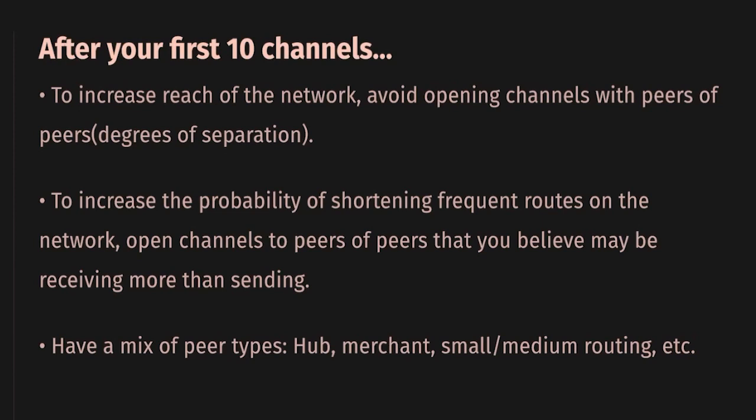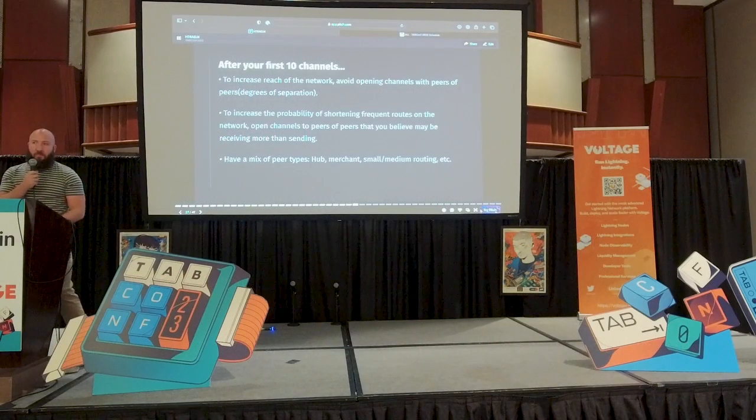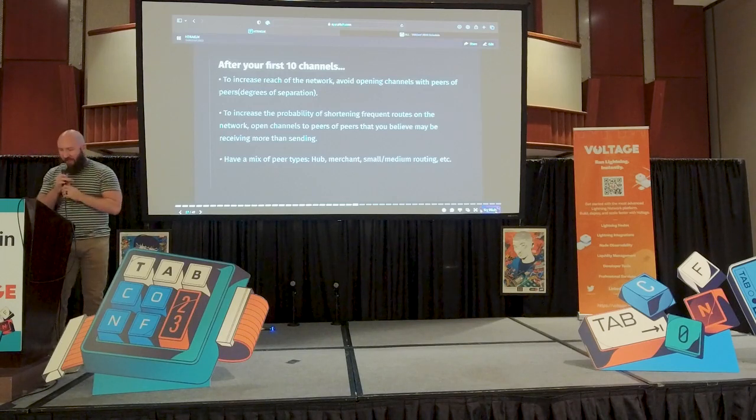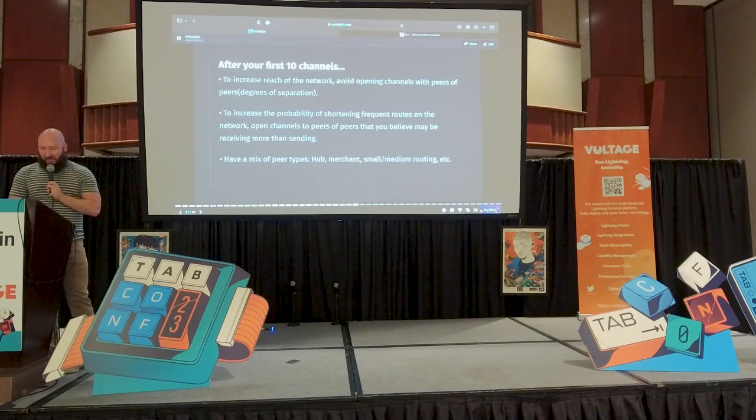Now, if you're trying to undercut or make shorter routes to destinations that are likely receiving more than sending, you might want to actually open up a channel with a peer of a peer. That way you can bypass, or other payments on the network can bypass the original peer. I'll demonstrate that here in a second, to make it a little bit easier.